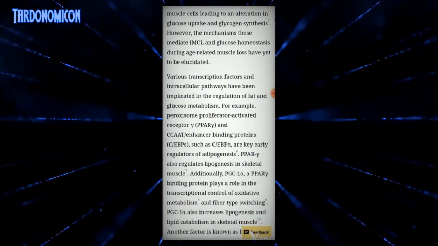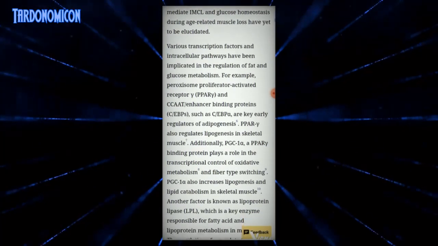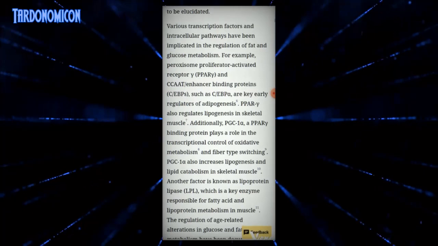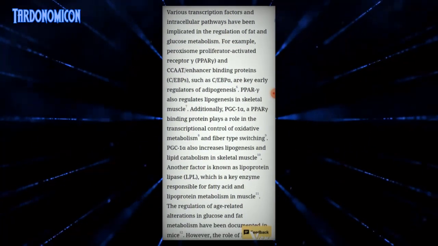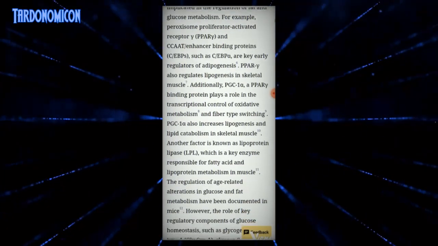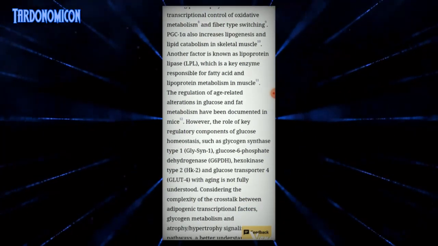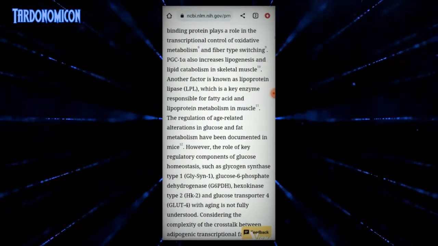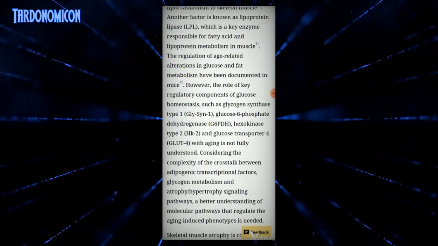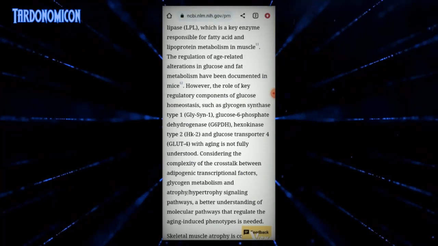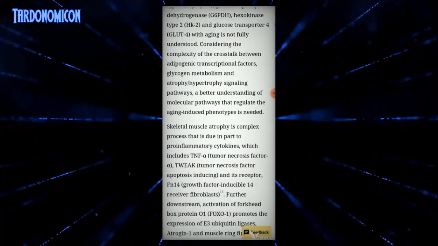Okay, various transcription factors and intracellular pathways have been implicated in the regulation of fat and glucose metabolism. For example, peroxisome proliferator activated receptor, I don't know what letter that is in Greek. These are some of the pathways. I don't know what they are. I want to remind people, I'm not a scientist. I'm not a doctor. I'm nothing like that. And we don't need to know that for what we're doing here, because what I want to show is that exercise changes gene expression, and I don't need a PhD to show that.